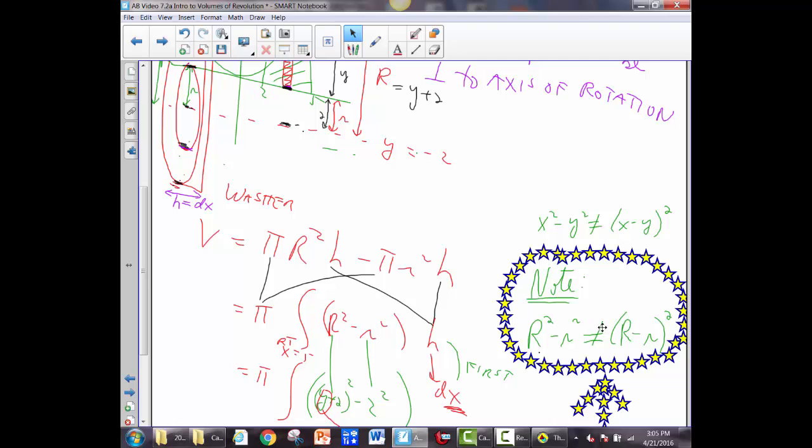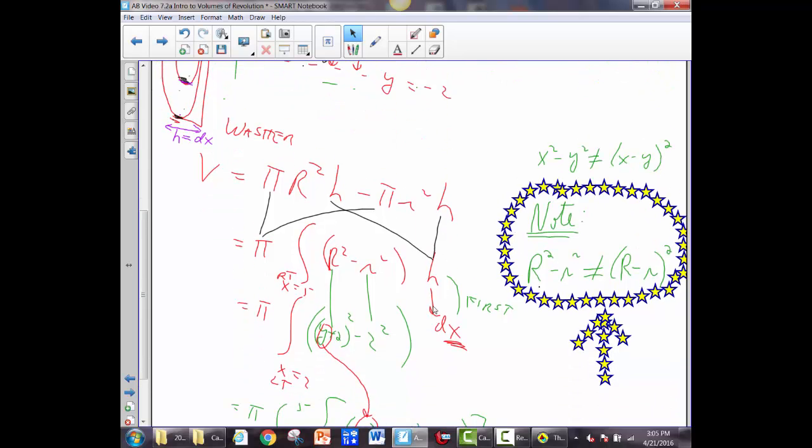Now, I want to point out, and this is crucial, that big R squared minus little r squared is not the same as big R minus little r all squared. And people are going to do that. They think it's the same thing. It is not the same thing.